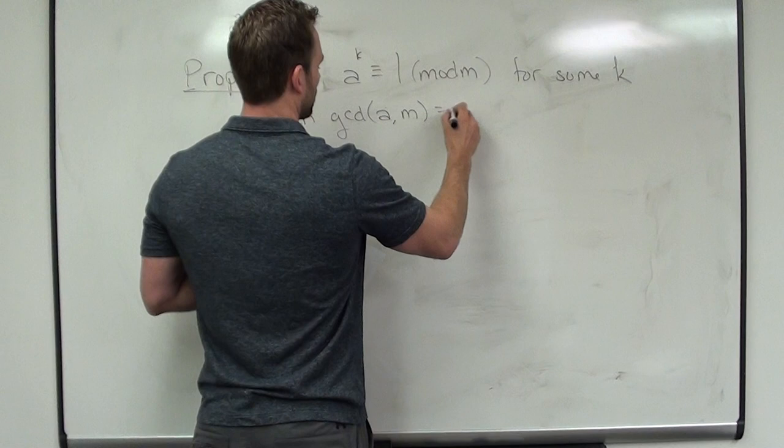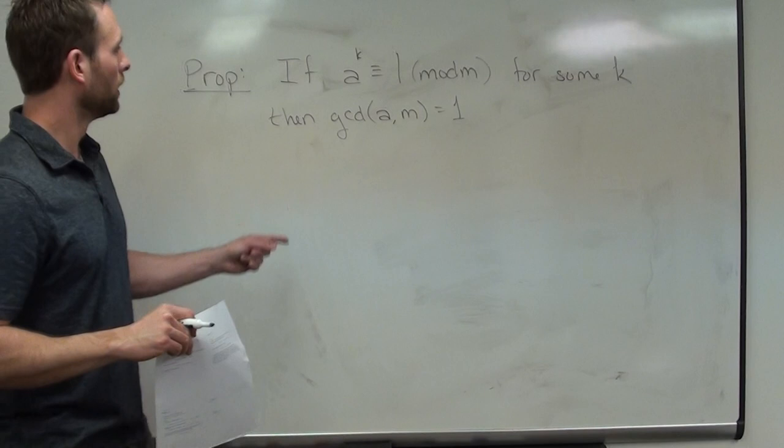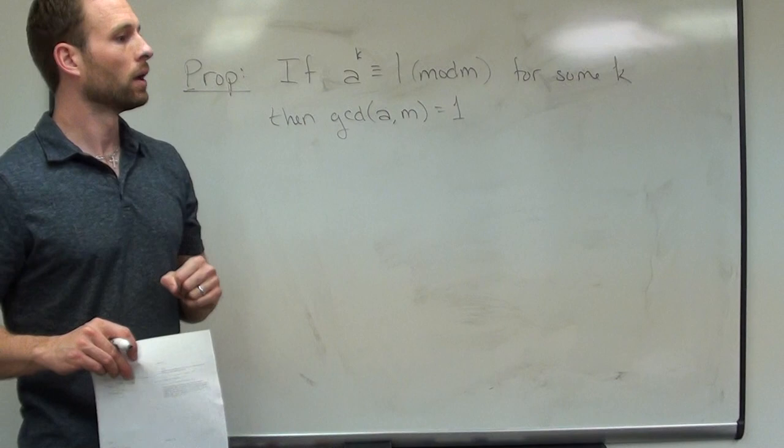Okay, it's not going the other direction. This is not saying if and only if. If the GCD of a and m is 1, does that mean a to the k is congruent to 1 mod m for some k? Now, we haven't said that yet, but we're just saying if we have this, then the GCD of a and m is 1.